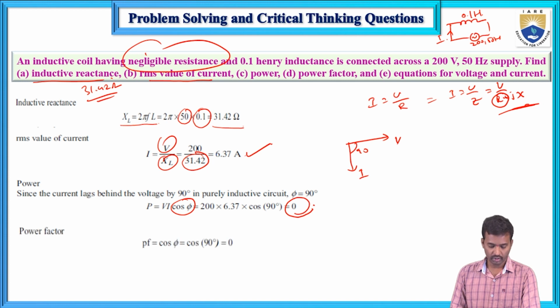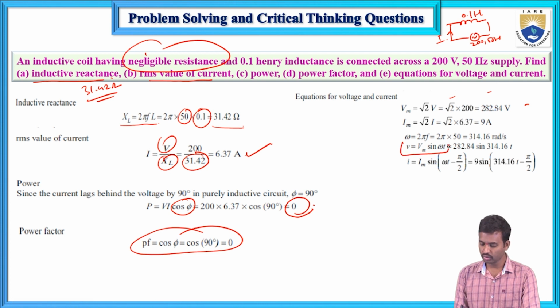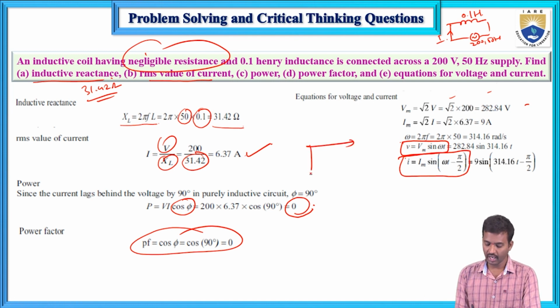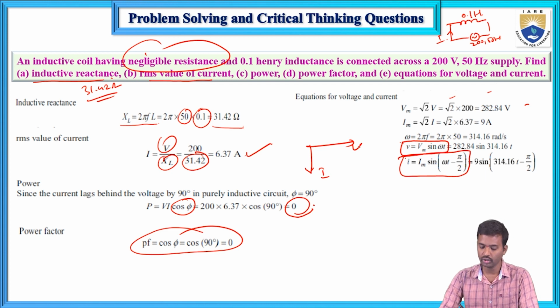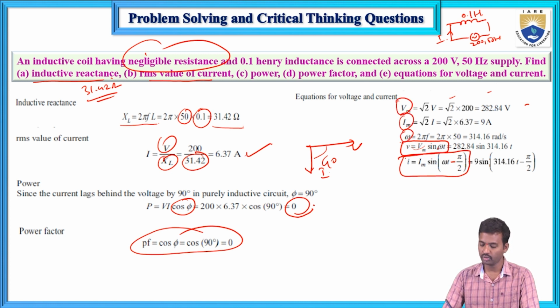Now what about the power factor? Cos 90 is 0, and power factor means cos phi. Next, the equations. This is important. Same thing here, voltage equals 200. First, v equals Vm sin omega t and i equals Im sin omega t, but here, same thing, current lags voltage by 90 degrees. This voltage is the reference and this is the 90. Current lags voltage by 90 degrees, that is minus 90 degrees. Now calculate the Vm value, Im value and omega value, then substitute them.